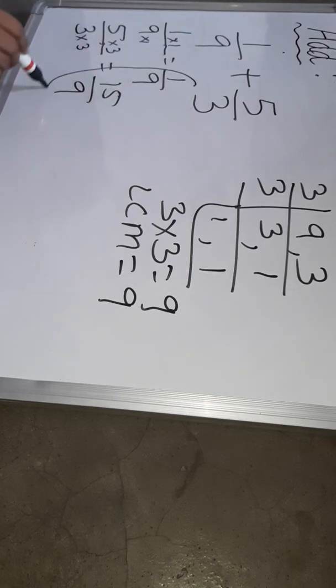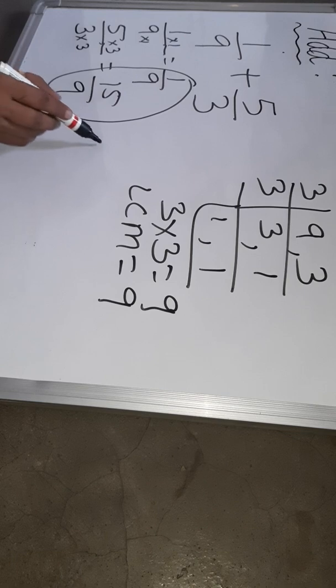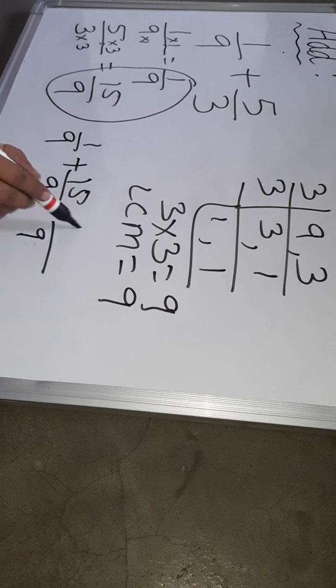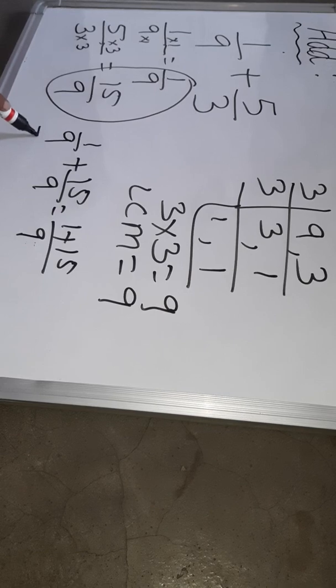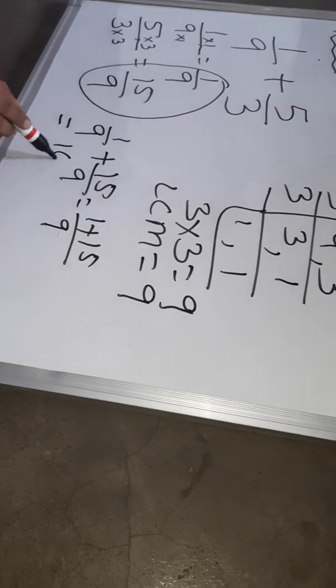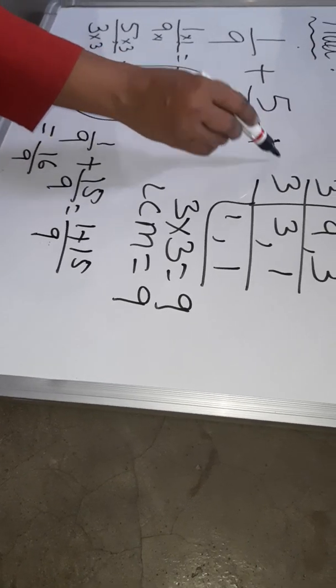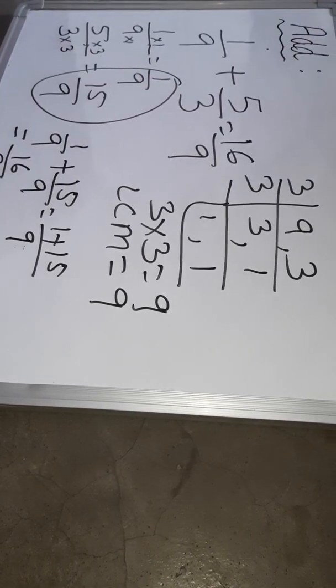Now you got the two like fractions. Add them. 1 by 9 is added to 15 by 9. So the denominator is 9. Add the numerators. You get 16 by 9. So you get the answer 16 by 9.